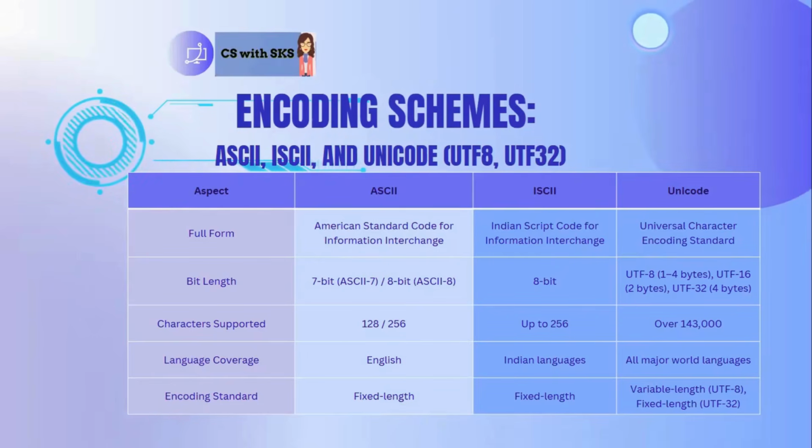So when we talk about text, these are the encoding schemes: ASCII, ISCII, and Unicode, which are used to convert textual information into binary equivalents. So there is a table created. You can have a look on your screen. Basically, they all have different bit lengths. They all have different types of characters or languages which are covered by these character codes, right? Have a look, and it's self-explanatory. You can understand once you go through this table.